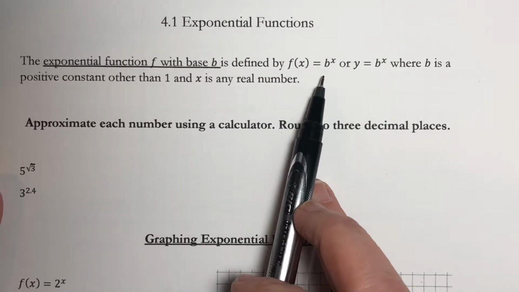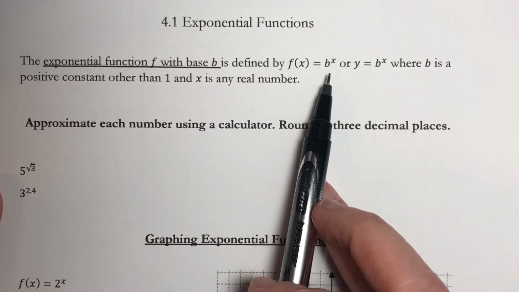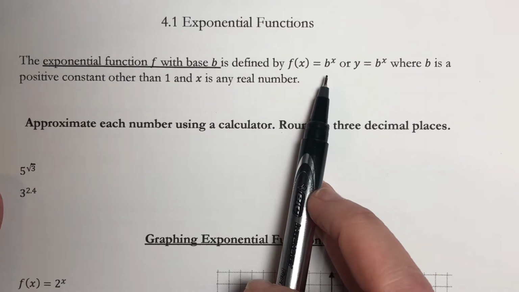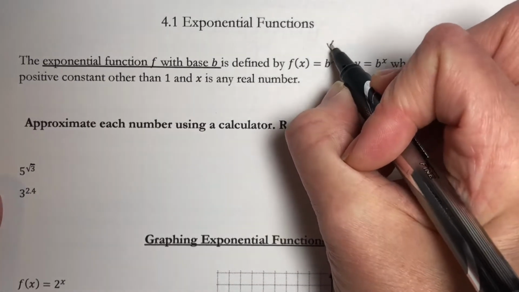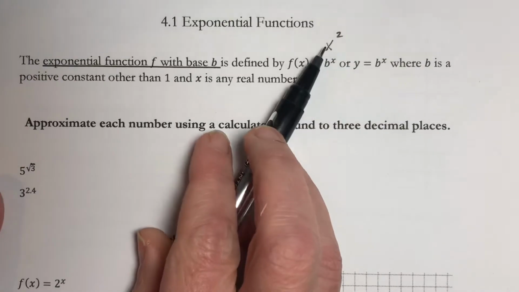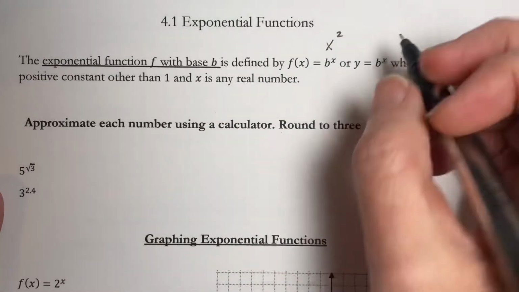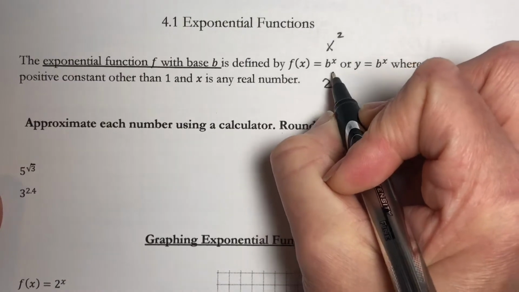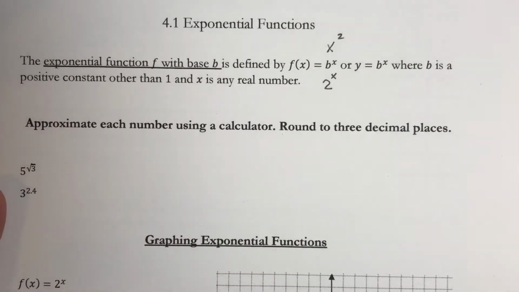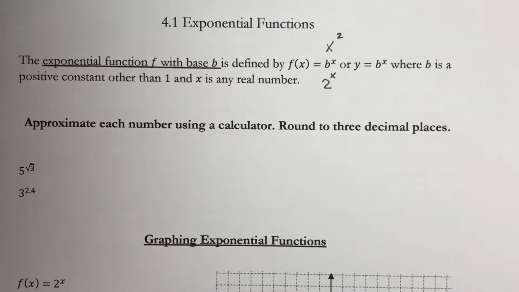Now, what makes this different from the polynomials we were dealing with in the last chapter is that in the previous chapter, we had things like x squared, where our variable was the base and our number was the exponent. And now we're going to be dealing with things like this, 2 to the x. It's a very different animal, okay?